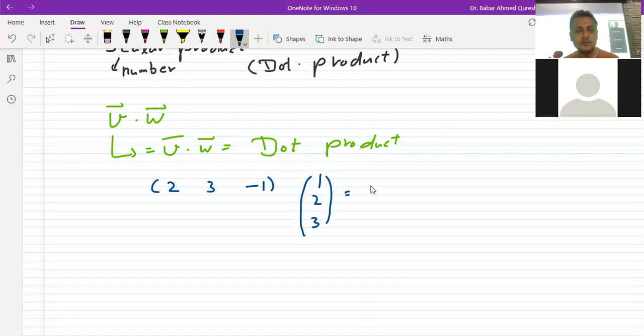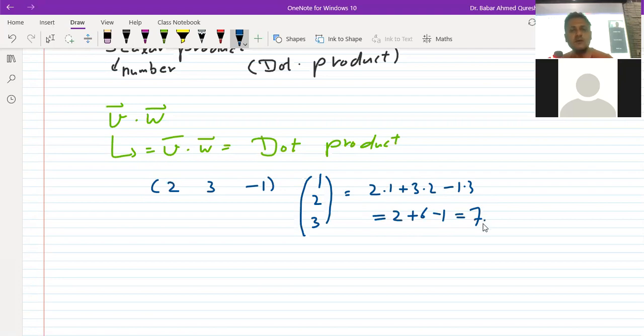This is just 2 into 1 plus 3 into 2 minus 1 into 3. So 2 plus 6 minus 1, 7. Minus 3.